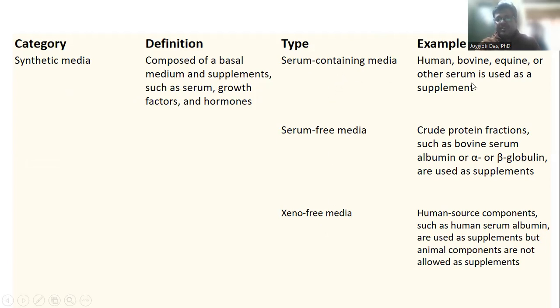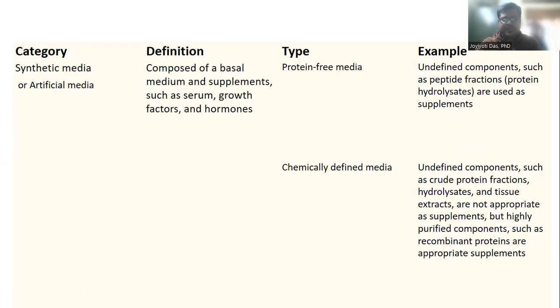So serum-containing media will contain the serum component, of course, as a supplement, and the serum-free media will not contain serum, but it will contain crude protein fractions such as bovine serum albumin, alpha or beta globulin, etc. And xeno-free media means the supplements will be from human source. Okay, and there will not be any other animal components supplemented in xeno-free media.